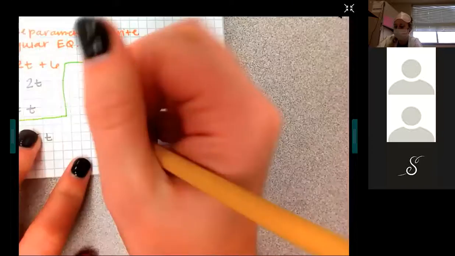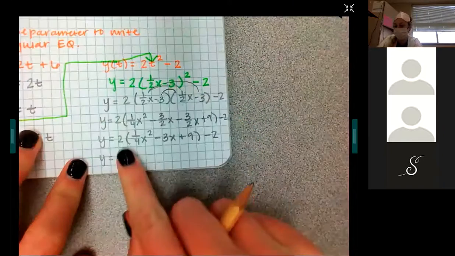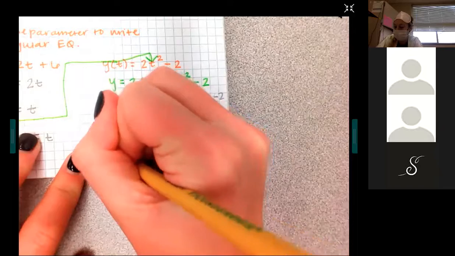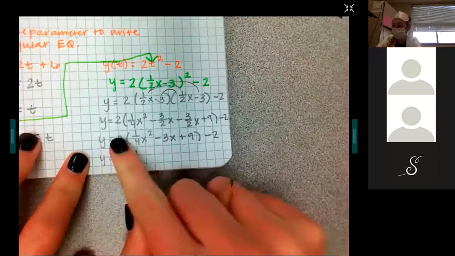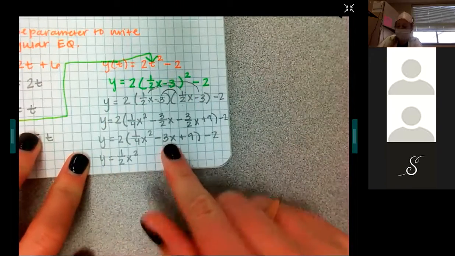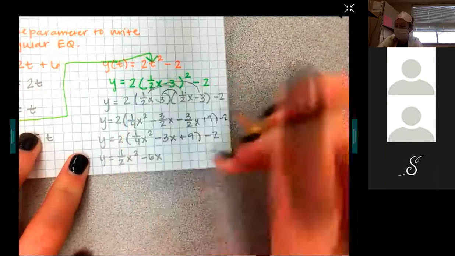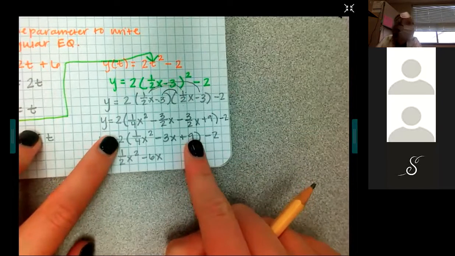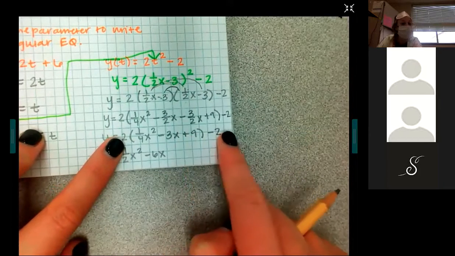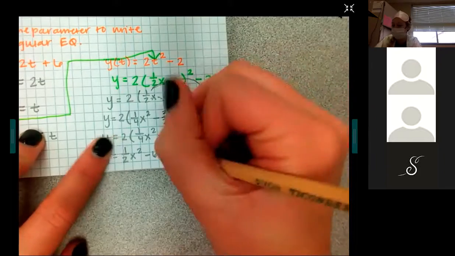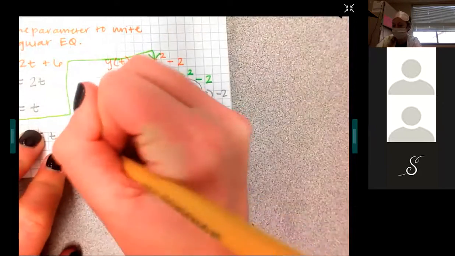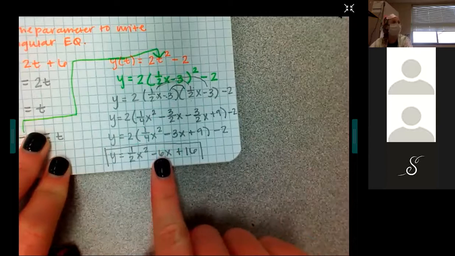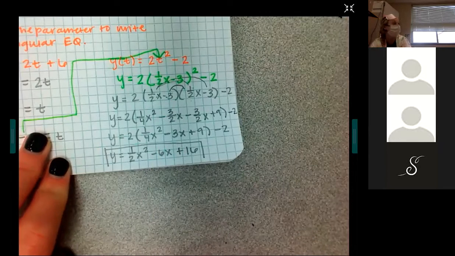Now you can distribute. So this is gonna be 1/2, right? 2 times a fourth is a half. Okay, 1/2 x squared. What's 2 times negative 3? Negative 6x. What's 2 times 9? 18. And I'm gonna go ahead and do this in my head if it's okay with y'all. What's 18 minus 2? So this should say plus 16. That is the rectangular equation for these two parametric equations.